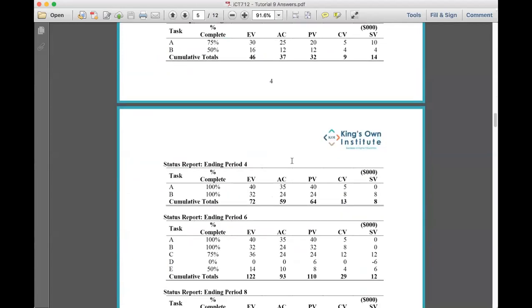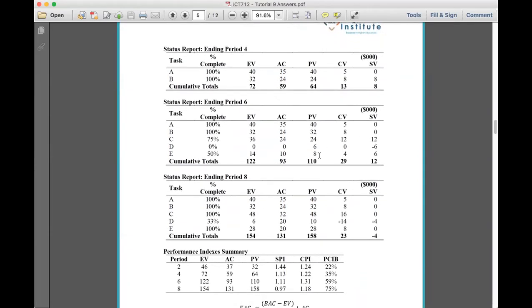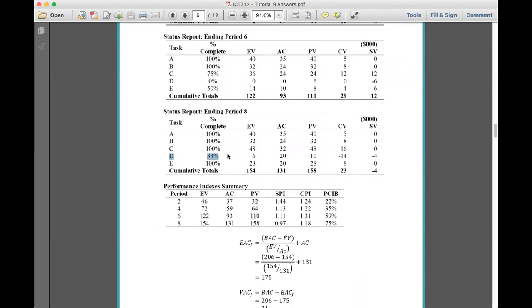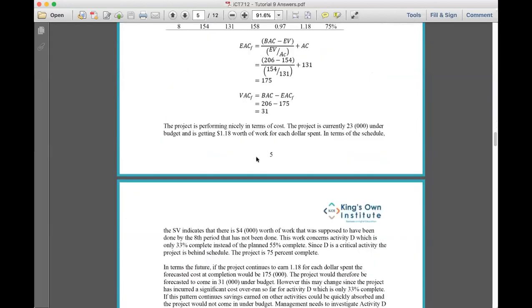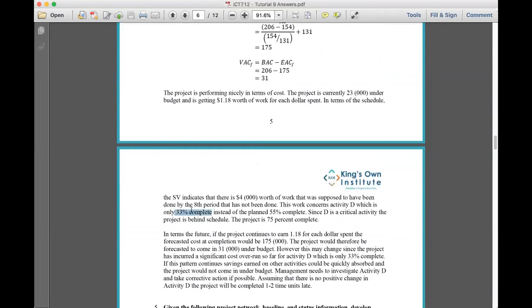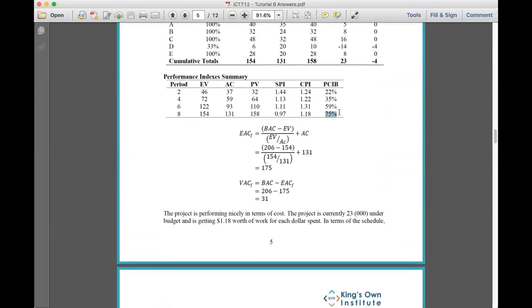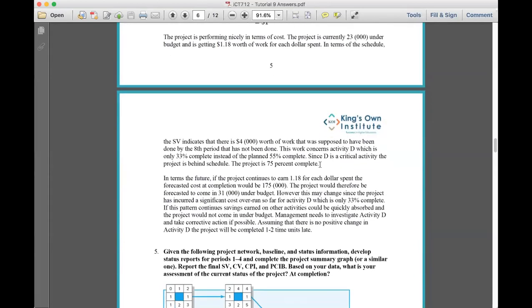But in reality, instead of $10, we've only completed 33%, so $6 instead of $10. So what this tells me is, because this activity is not progressing well, we are having an issue. We needed to have already completed 55%, but we've only completed 33%. This project is 75% complete. I know that from my PCIB, percentage of completed, compared to the budget of costing we have.